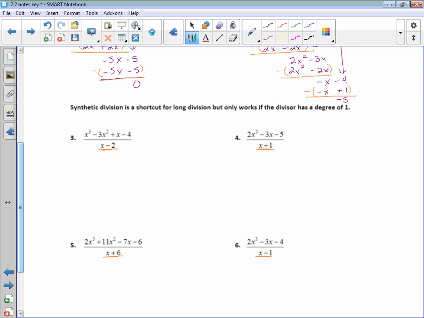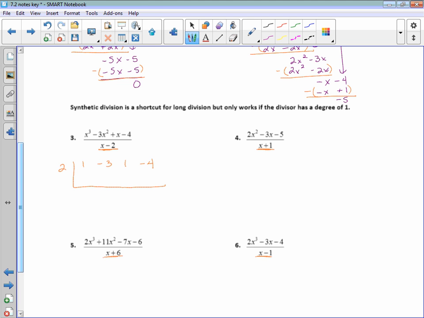Okay, the way you write it. I look at what I'm dividing by, so in this case x minus 2. What would make that 0 if x were 2? So 2 goes outside. And then in my weird little box here, I put the coefficients for my problems.